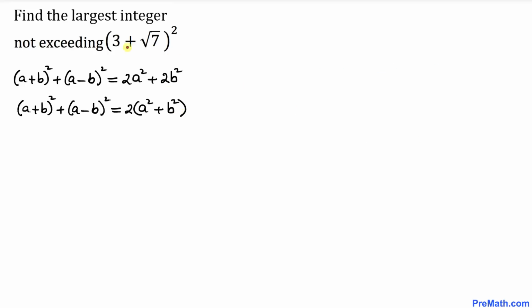And now let's focus on this number. Let me call this 3 as a, and this square root of 7, I am going to call b. So I can write a equal to 3 and b equal to square root of 7. And now we are going to substitute these a and b values in this equation.